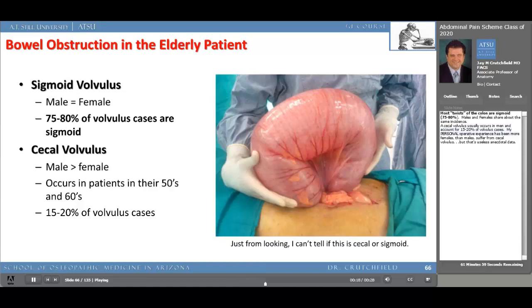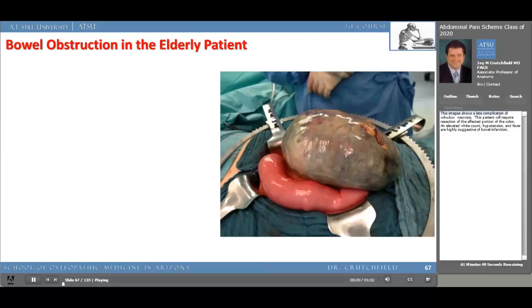In our evaluation of the elderly patient who presents with a possible bowel obstruction, we're very likely to obtain either plain films, CAT scans, or both. On this coronal view of the CT scan, we can see how the mesentery has coiled around itself, creating a whorl sign. A volvulus can usually be diagnosed from abdominal films about 60% of the time. The plain abdominal films will often show large dilated loops of colon with air fluid levels too.